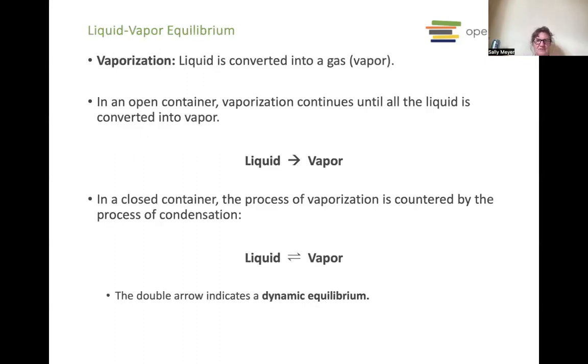So when we talk about vaporization, liquid is converted into a gas. In an open container, that vaporization continues until all the liquid is converted into vapor.